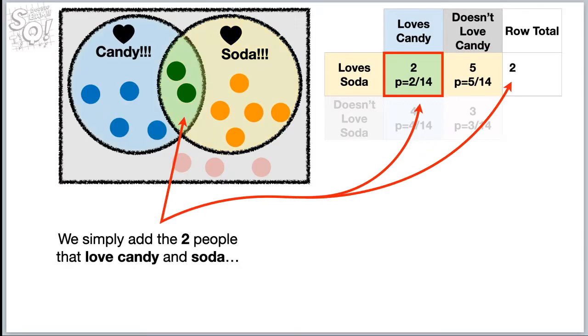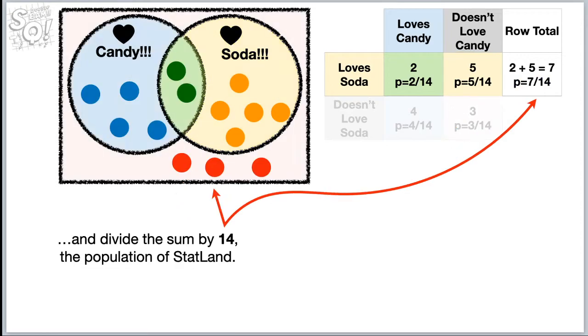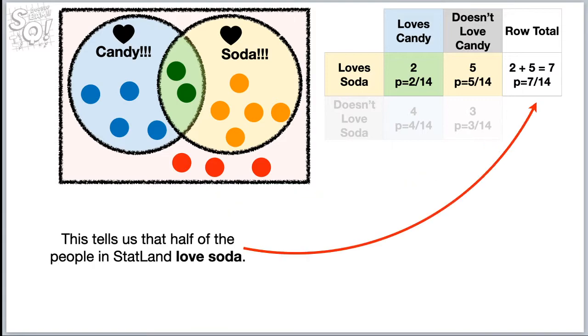Note, we can also determine the probability that someone loves soda regardless of how they feel about candy. We simply add the 2 people that love candy and soda to the 5 people that love soda but not candy, and divide the sum by 14, the population of Statland. This tells us that half the people in Statland love soda.